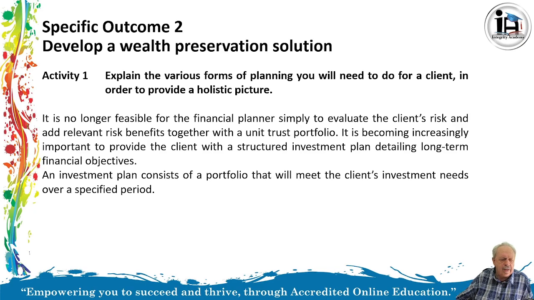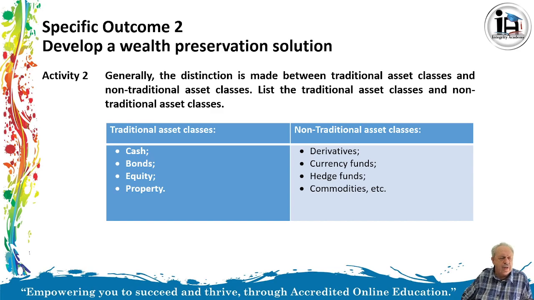So let's have a look in activity 2 at the various asset classes that we can use. Generally, the distinction is made between traditional asset classes and non-traditional asset classes. List the traditional asset classes and list for me the non-traditional asset classes. So in your workbook, we're asking you to now make a list of these asset classes. The traditional asset classes typically are things like cash, bonds, equity, property. You can also add collective investment here.